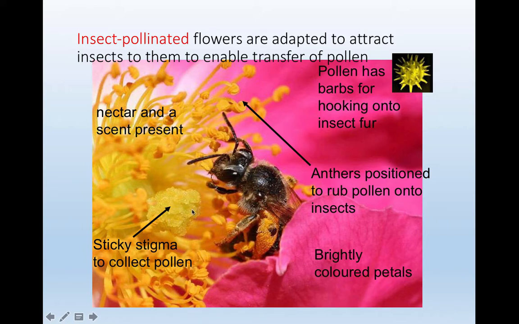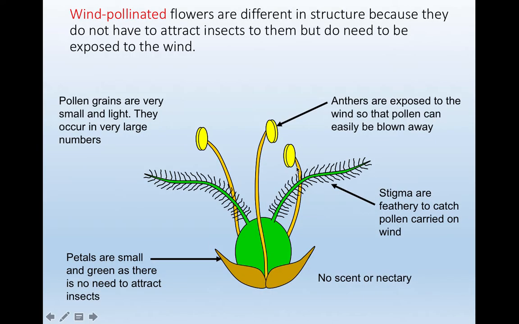The stigma here is kind of sticky. So what happens is the pollen is attached to our insect. The insect may rub it off onto the stigma, where we see the pollen tube here. These are collected so that it can fertilize the ovary, which is where the egg is being formed here.